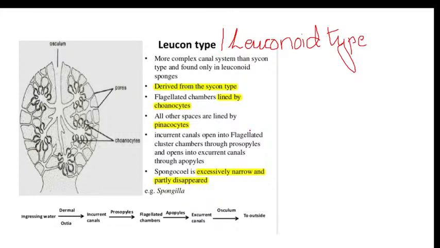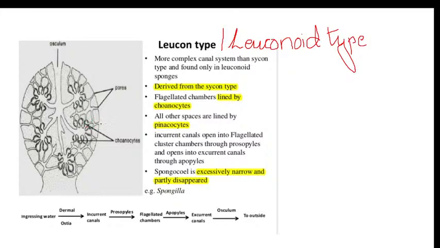from the sycanoid type, and these are the large and the most complex sponges. The sponges are made up of numerous canals, and the canals lead to small chambers lined by flagellated cells. So it is a more complex canal system than the sycon type, and they are derived from the sycon type. The flagellated chambers are lined by the choanocytes, and here you can see the water enters through the pores, then it reaches another branched network, a group of cells called the choanocytes.